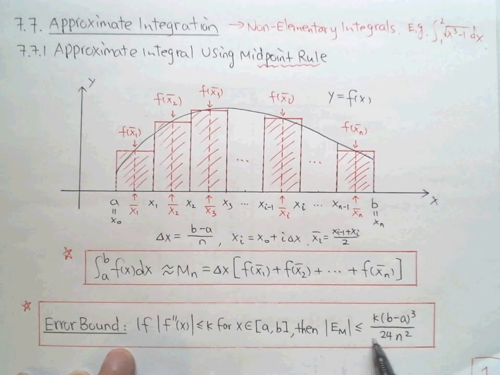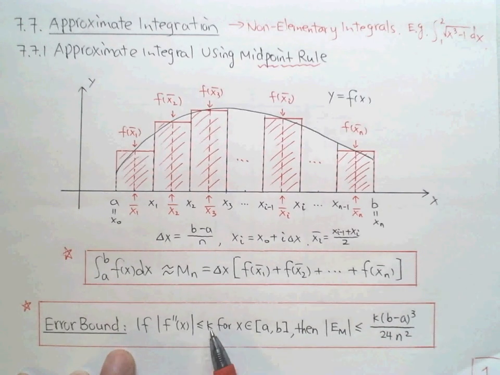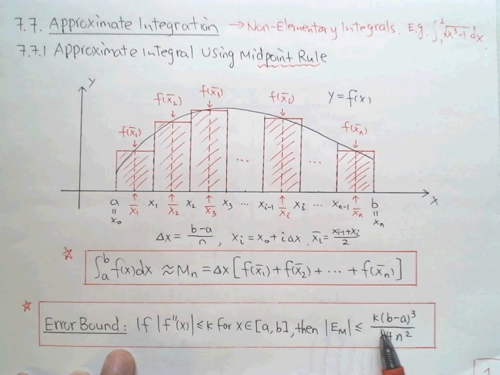First, what does K mean here? K is the bound for the second derivative. And b, a, and n we know. This is the basic bound. If we know a, b, n, and if we find K, then definitely we know the maximal error. This is the maximal error, right?